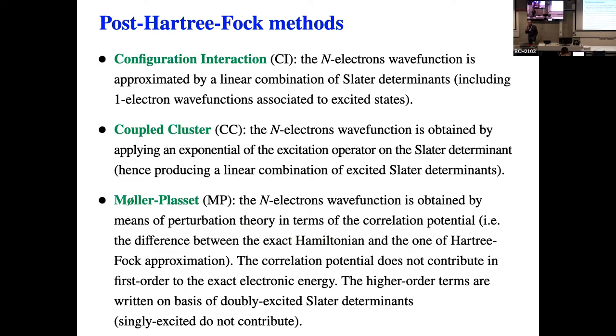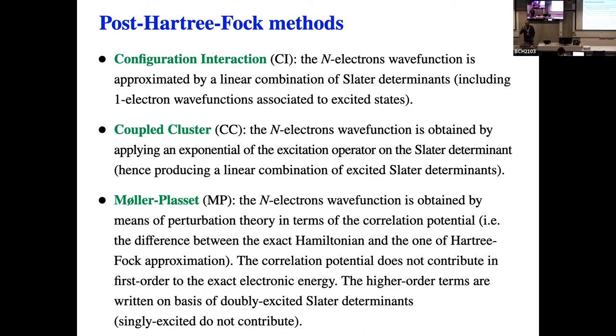Now, the people from the chemistry community said, okay, we've seen that when we go from Hartree to Hartree-Fock, we are adding some more information and we are improving our wave function. And so they have kept working along those lines of improving the wave function, okay? And so they have different methods to do that. One is called configuration interaction. In this configuration interaction, the idea is that you are going to describe the N electron wave function by a linear combination of Slater determinants, okay?